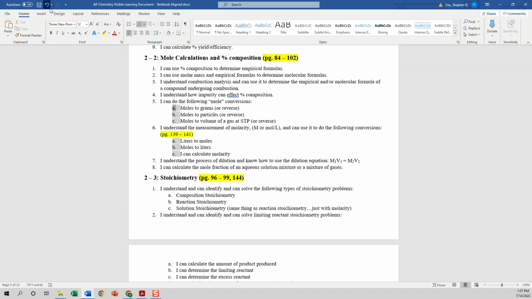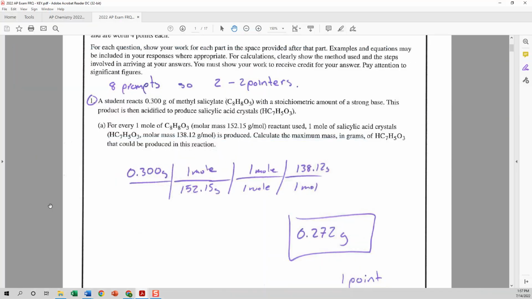I don't want to do that. Moles to grams, or the reverse, and now we're doing the moles to grams part. We did grams to moles here, and now we're doing moles to grams here. But we have a new molar mass, and they gave it to us again, so all we have to do is this divided by that times that, boom, we got 0.272 grams.